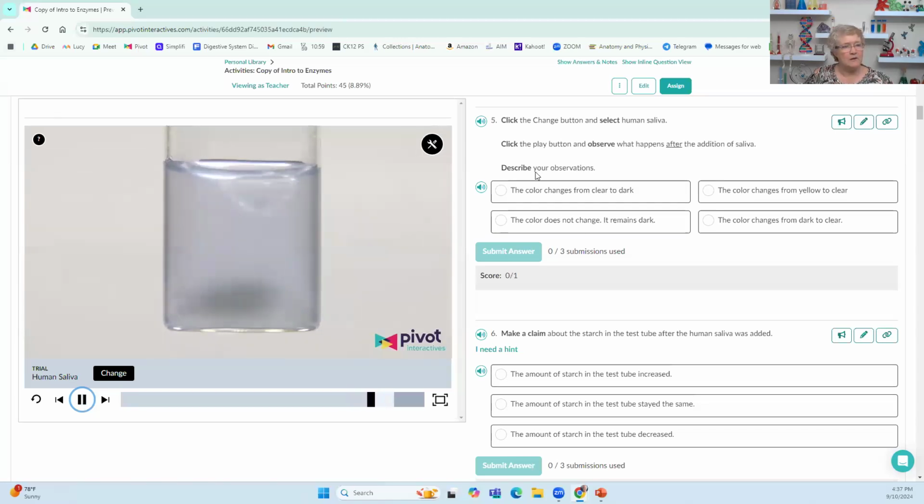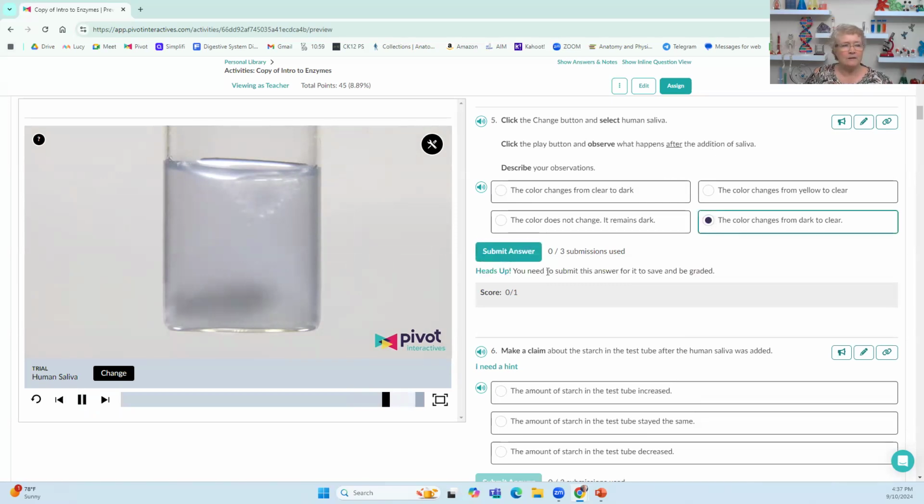So now you choose in here, describe your observations. The color changes from clear to dark. Color changes from yellow to clear. The color does not change, it remains dark, or the color changes from dark to clear. So it started dark when the IKI was added. After the addition of saliva, now it's clear.